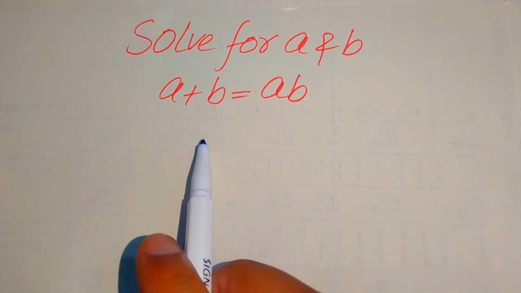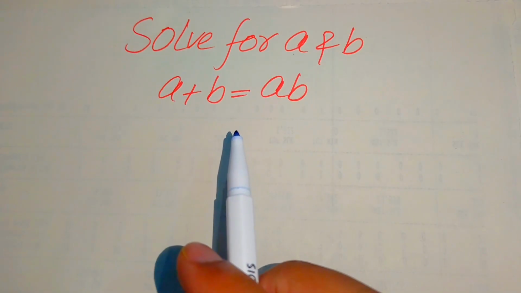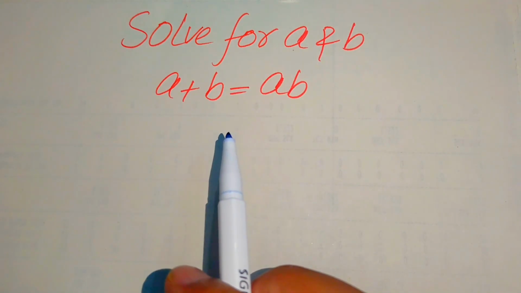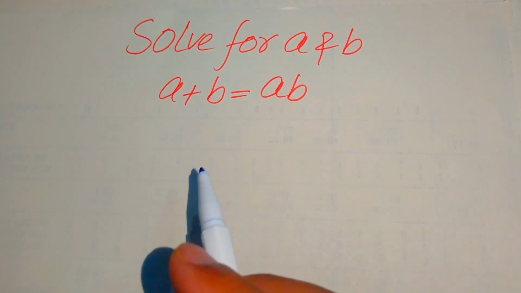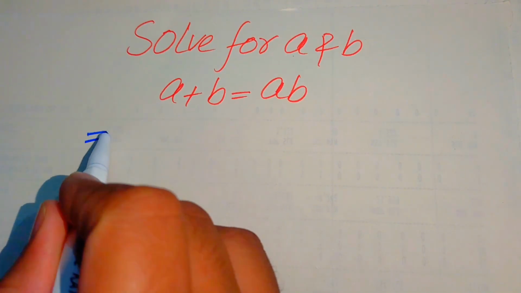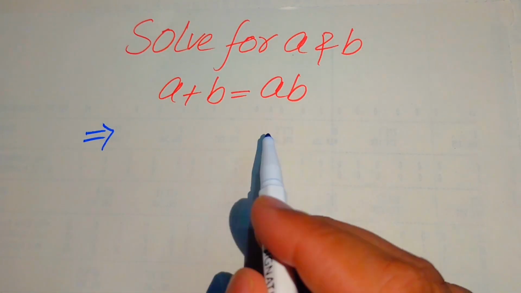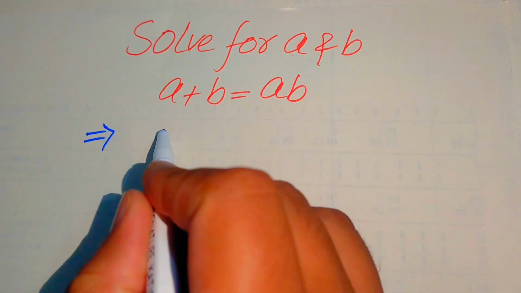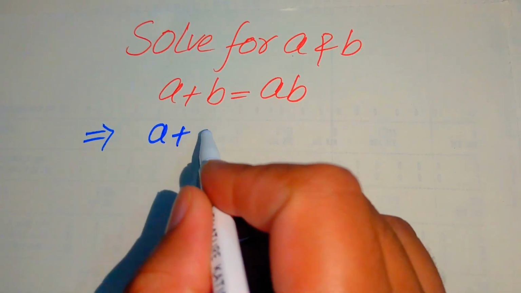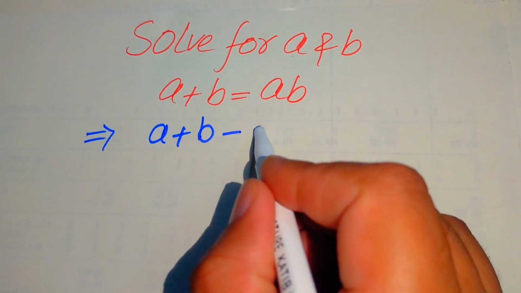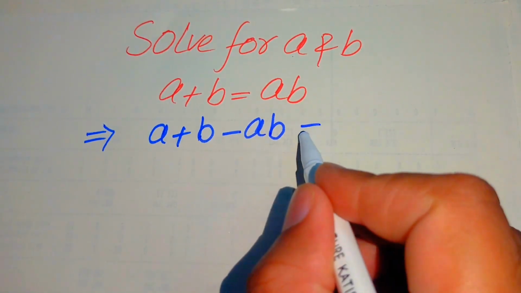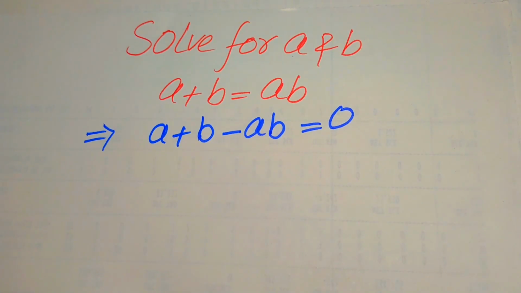So here we have a plus b is equal to ab, and we solve this problem for all the values of a and b. The very first thing we are going to do is move the term ab from the right hand side to the left hand side, and it will be written as a plus b minus ab, and this whole equation is equal to 0.